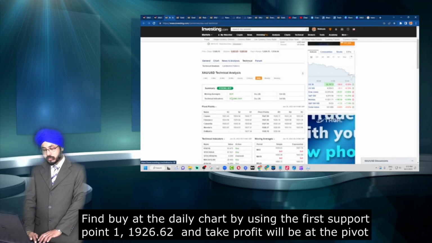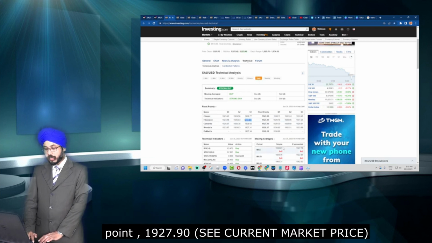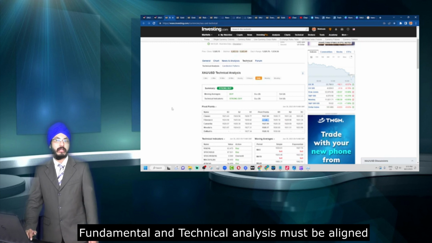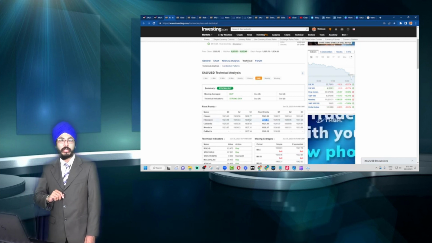So what we can do is go to our daily at our support 1, which is at 1926.62, which will be our entry point, and we can take our profit at 1927.90, which is our pivot point. This is one of the ways that we can trade, and it has about an 80 to 85% winning rate in the market.